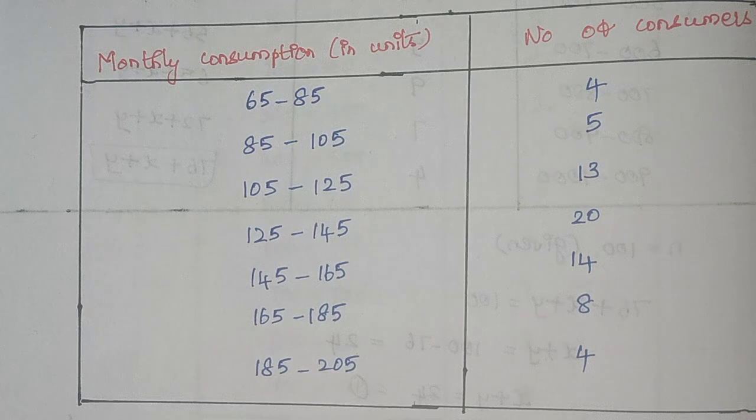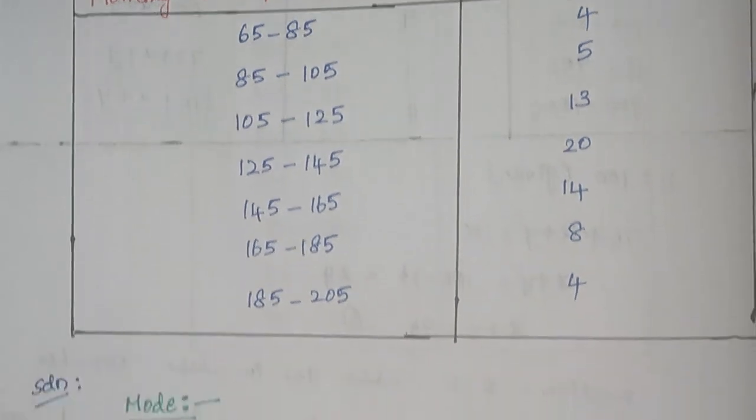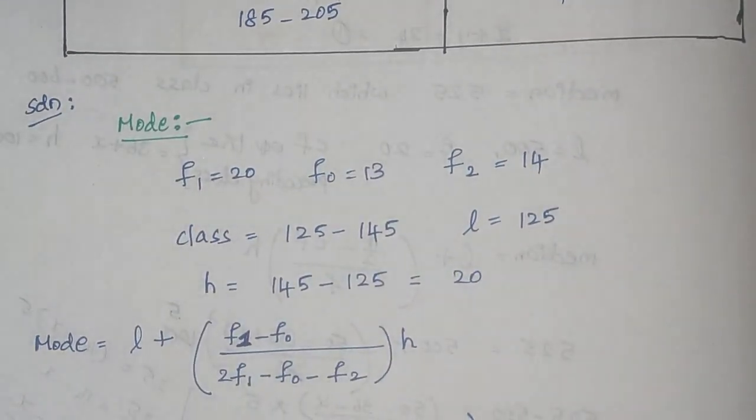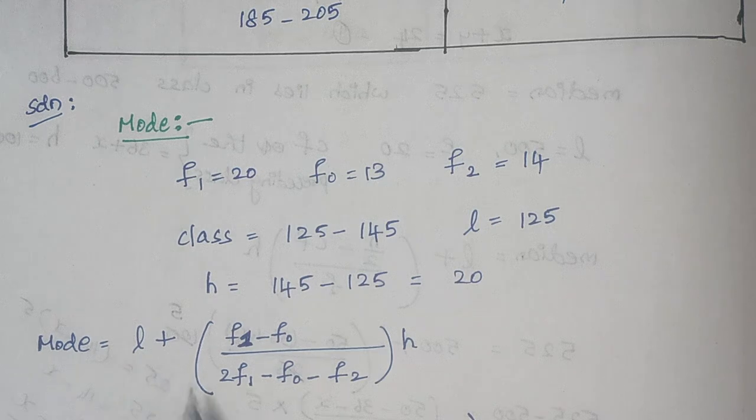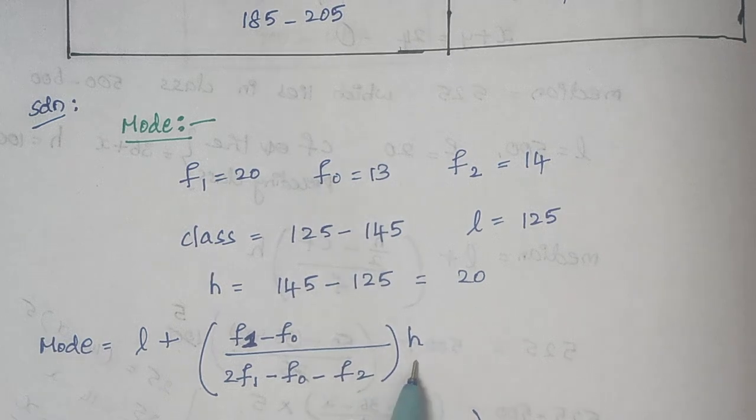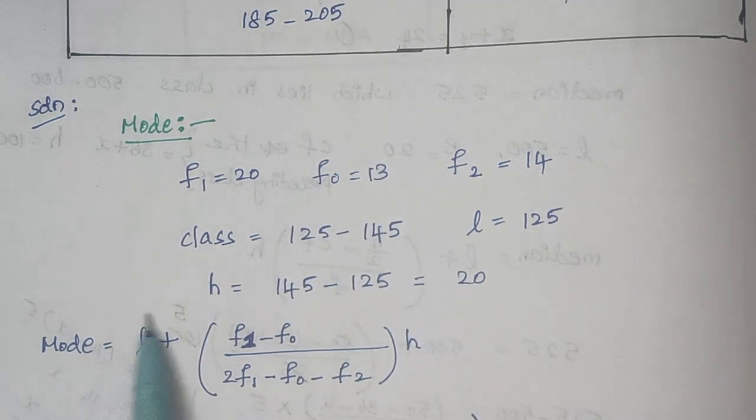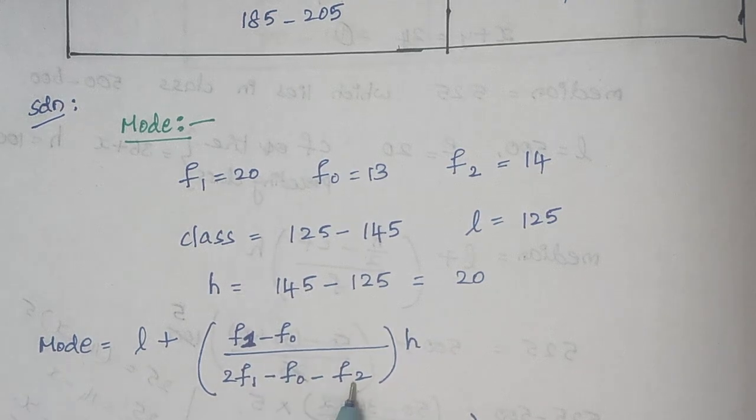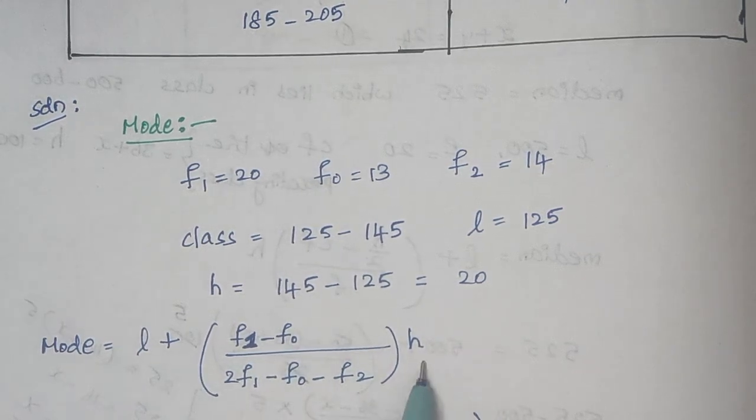So first we are going to find the value of mode. When you look at this formula, this is the formula to find mode: L plus (F1 minus F0) divided by (2F1 minus F0 minus F2), into H. So here we are going to find all these values: F1, F0, F2, L and H.